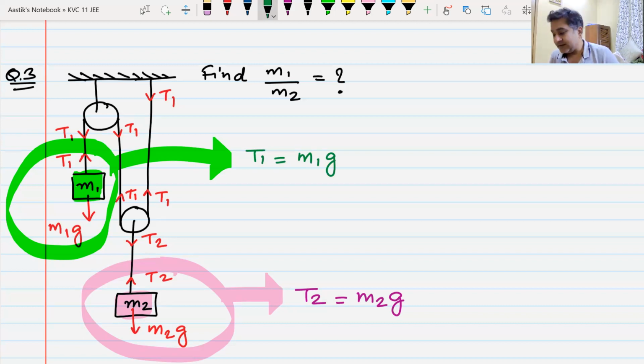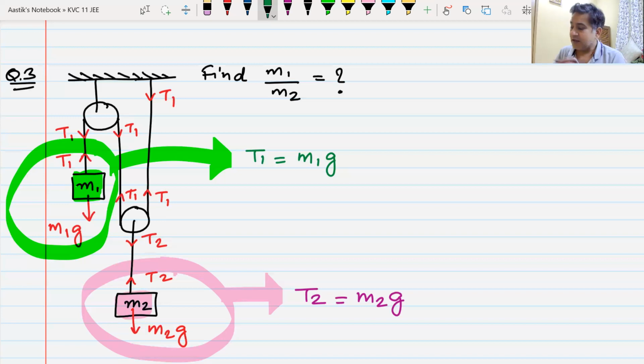The only problem is M1 is related to T1 and M2 is related to T2, and we still don't know what is the relation between T1 and T2. If somehow we can find out the relation between T1 and T2, this problem is solved. Yes or no?